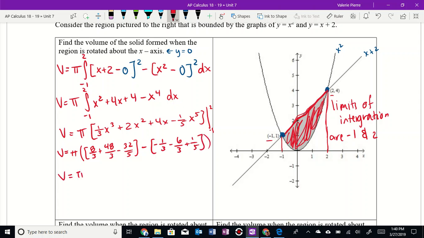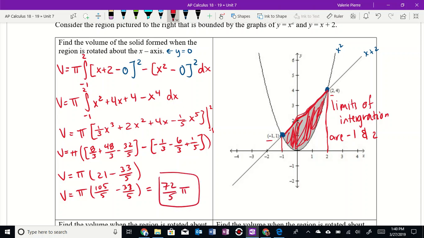So V equals pi times 21 minus 33/5. V equals pi times 1/5 minus 33/5. V is equal to 72/5 pi. That would be the volume of the solid created from taking this area and rotating it about the x-axis.